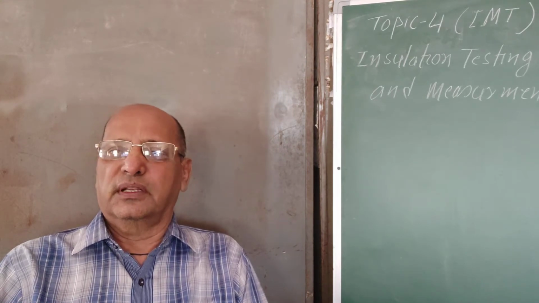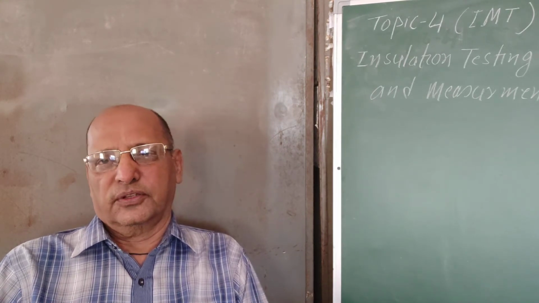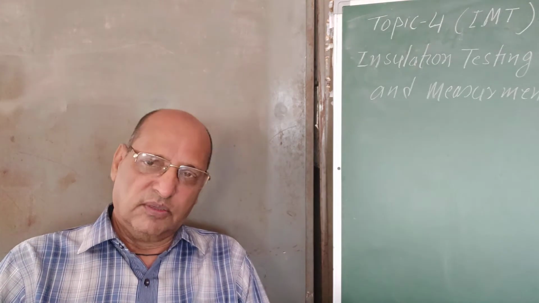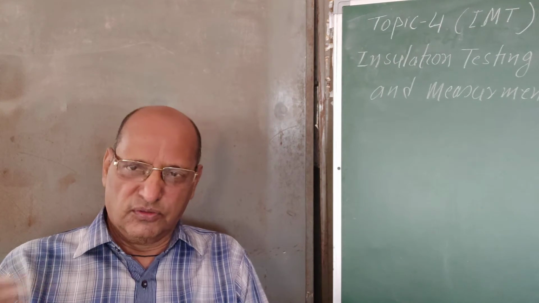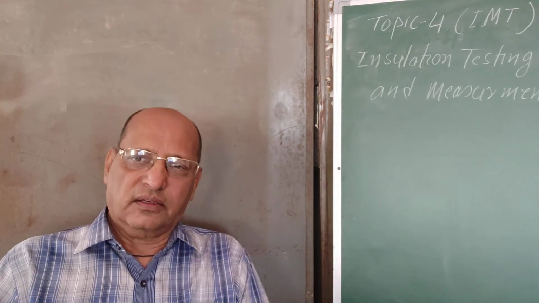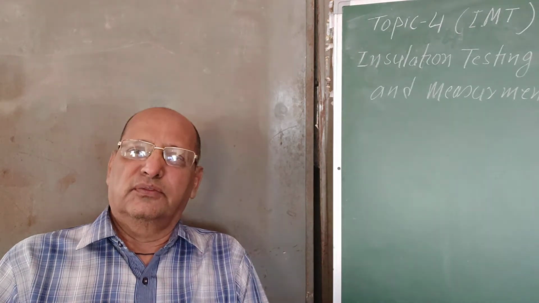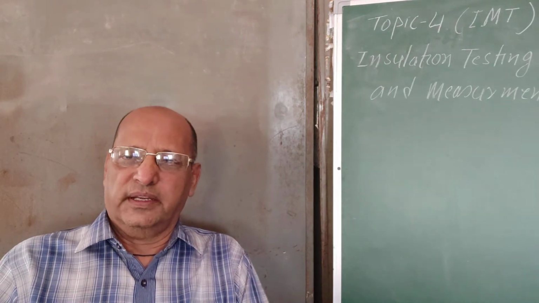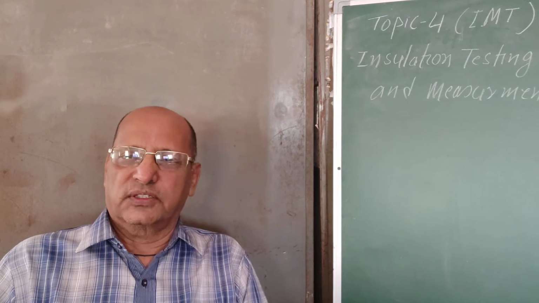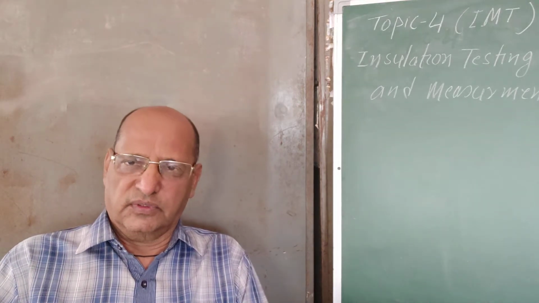There are two terminals. One terminal is connected to the conductor and the second terminal is connected to the body, or we can say the insulation part of the winding or the wire or the conductor in which insulation is provided. In case of winding also, the same procedure is followed for measurement of insulation.